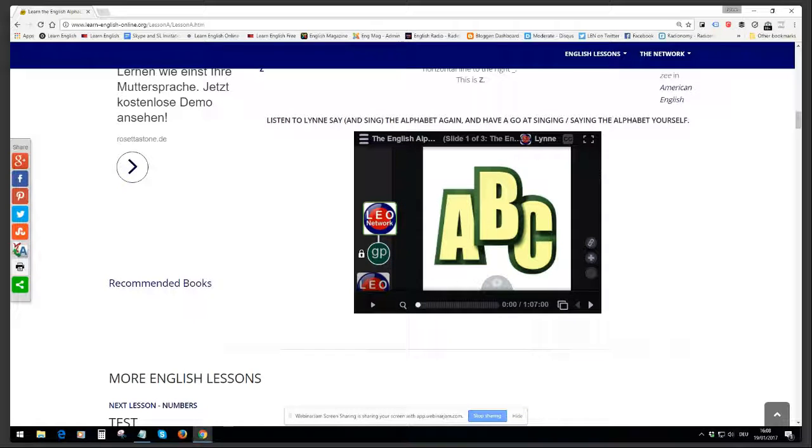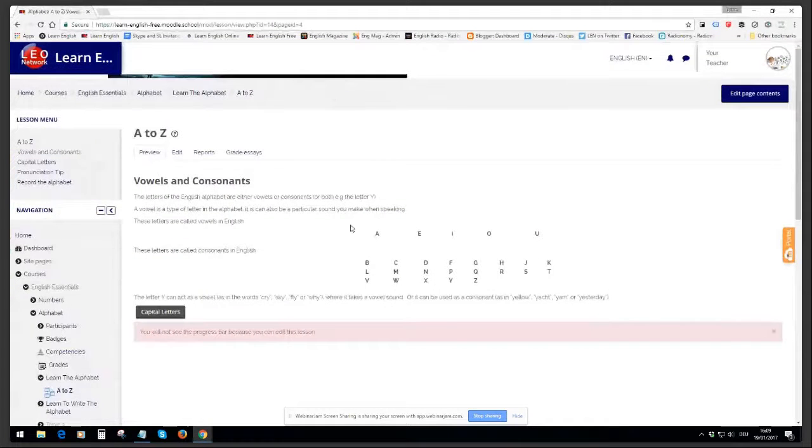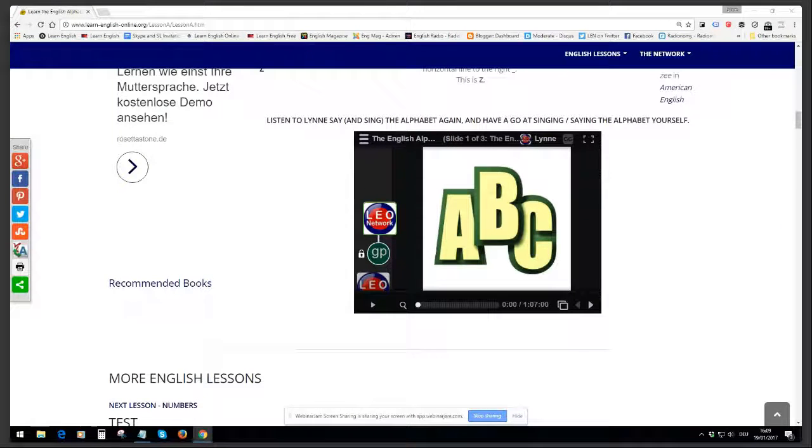So 26 letters, easy peasy. I'm sure most of you think you know the alphabet, but do you really? Are you sure? Well, the alphabet consists of 26 letters, but those letters are made up of vowels and consonants. Now, the vowels are the sounds you need in practically every English word. They're the A, E, I, O, and U.